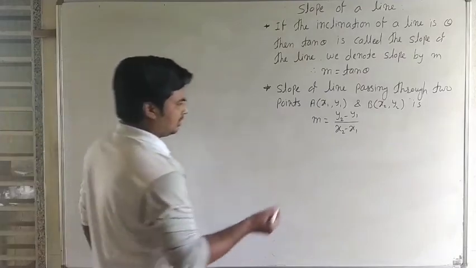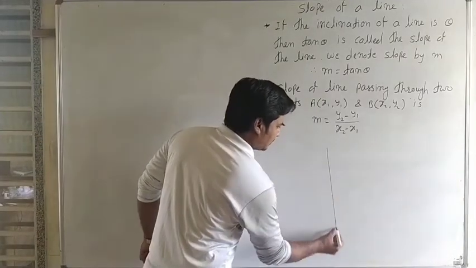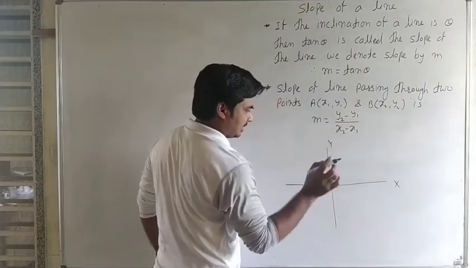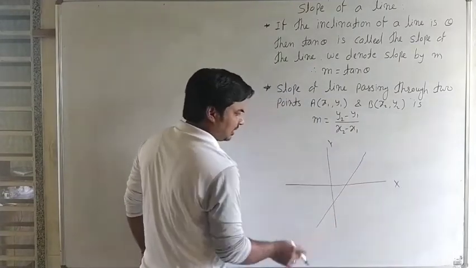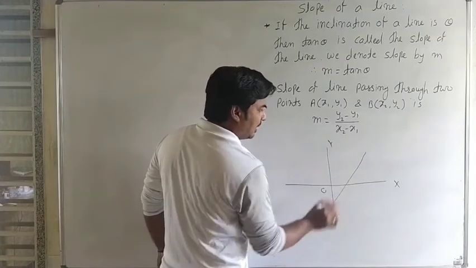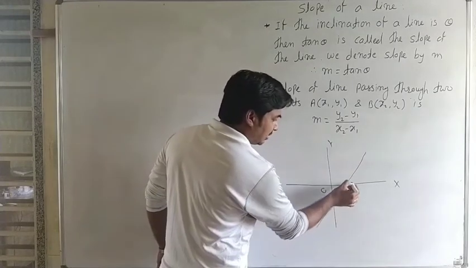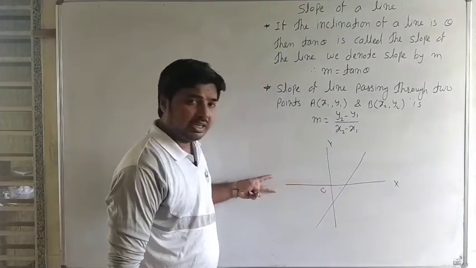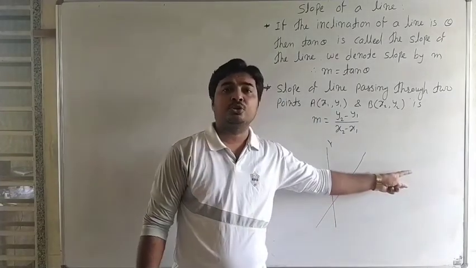Look carefully. Suppose this is the x-axis and this is the y-axis. Now this is a line. This line makes an angle with the x-axis. There are four angles here: two angles in the negative direction and two angles in the positive direction.